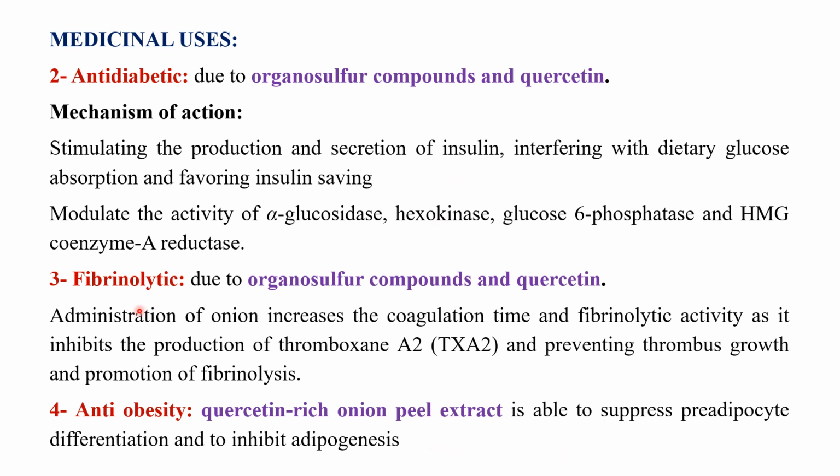Additionally, onions have fibrinolytic properties, also due to their organosulfur compounds and quercetin. The administration of onion increases the coagulation time and fibrinolytic activity, as it inhibits the production of thromboxane A2. This is the precursor of fibrin, which forms the clot, so this prevents thrombus growth and also promotes fibrinolysis.